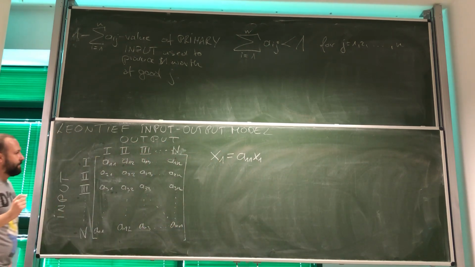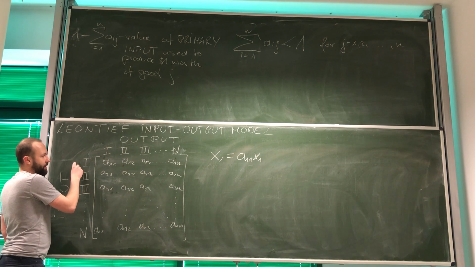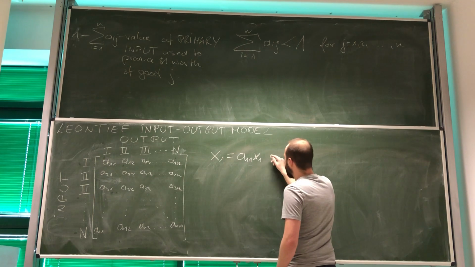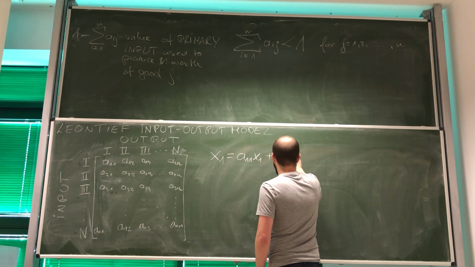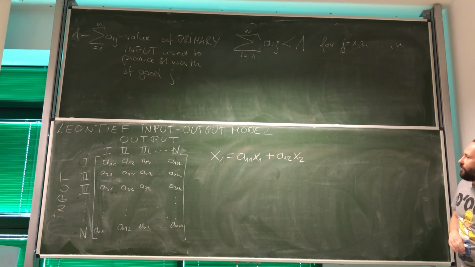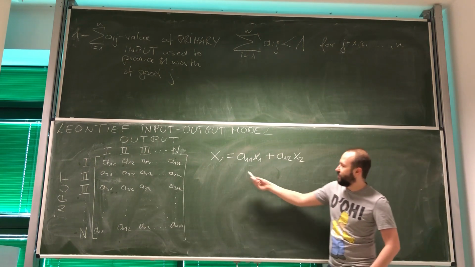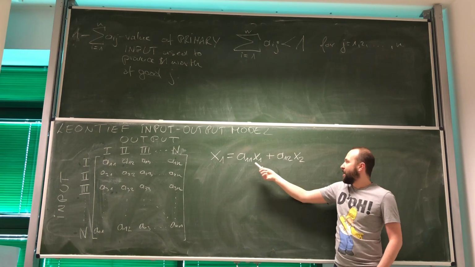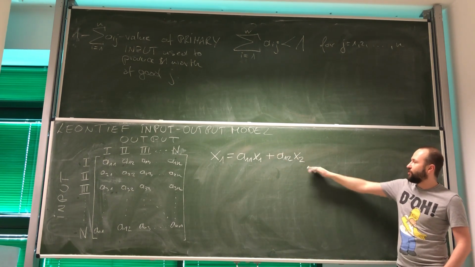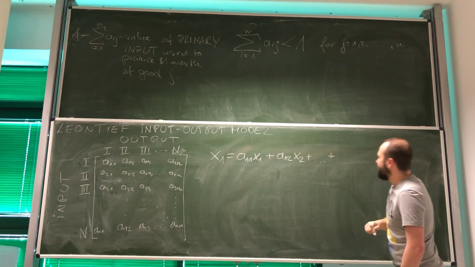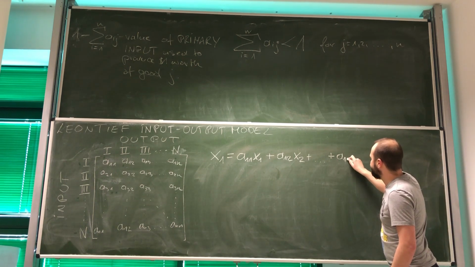times x1. But look, we also use good 1 to produce good 2, right? How much are we going to use? We're going to use A12 times how much has been produced of good 2. I hope you can see where I'm going with this, right? So the total production depends on how much we are producing of the same good, but also how much we produce of the second good, and how much we produce of the third good, and how much we produce of good n.